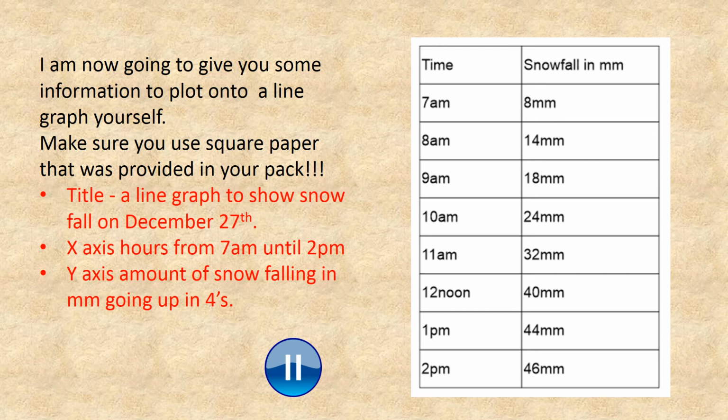Now your information, you've got your times in this table. You've got 7 a.m., 8 a.m., 9, 10, 11, 12 noon, 1 p.m. and 2 p.m., when it was snowing. And you've got the snowfall in millimetres. You've got 8 millimetres, 14 millimetres, 18, 24, 32, 40, 44, 46. Remember, some of these measures might come in between the marks, because not all of these measures in millimetres are divisible by 4. So check when you plot on your graph.